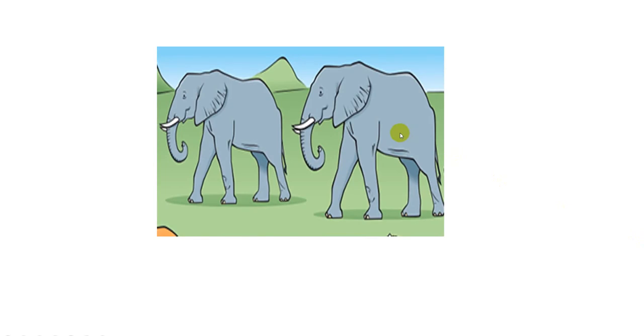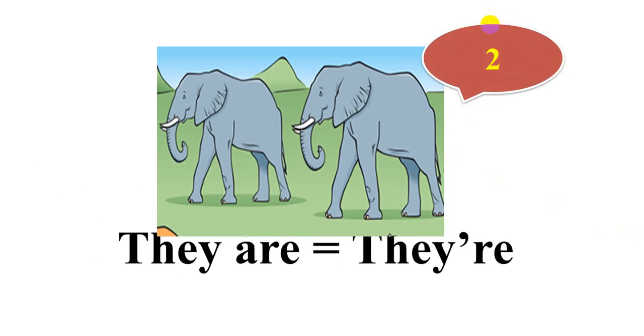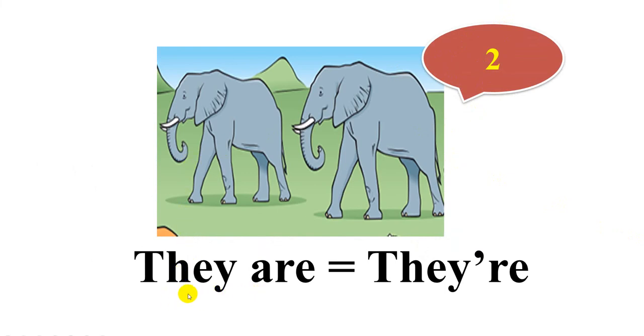And next picture, you can see two elephants. Okay? You don't use the word it's. So, the sentence you use, they are two elephants. Same, there, two elephants. Repeat. They are there. They are is the long form, and the short form is there. They are there. Okay. Next one.